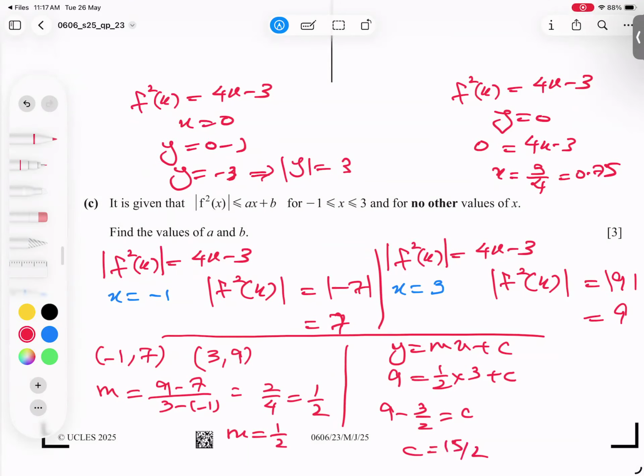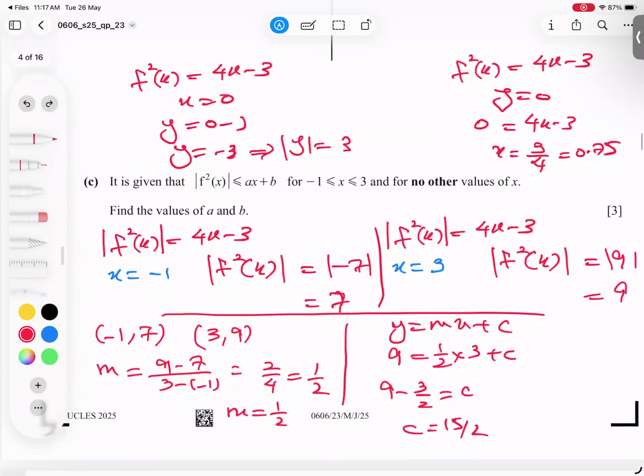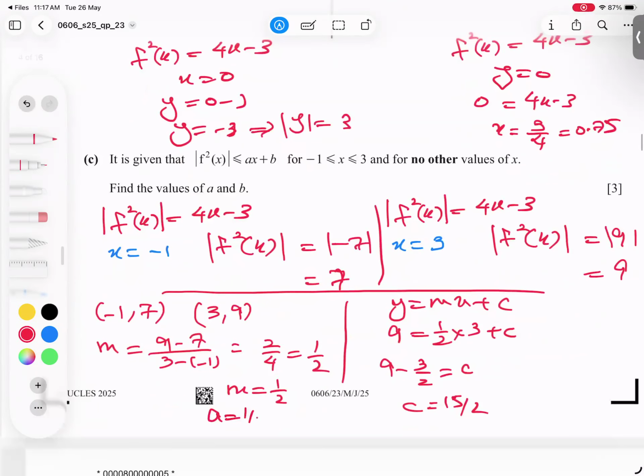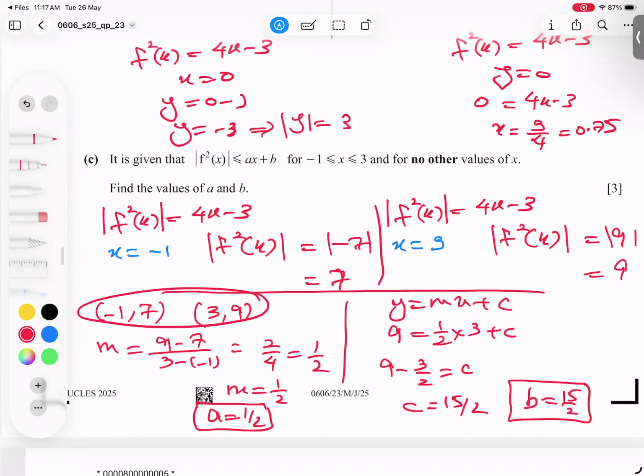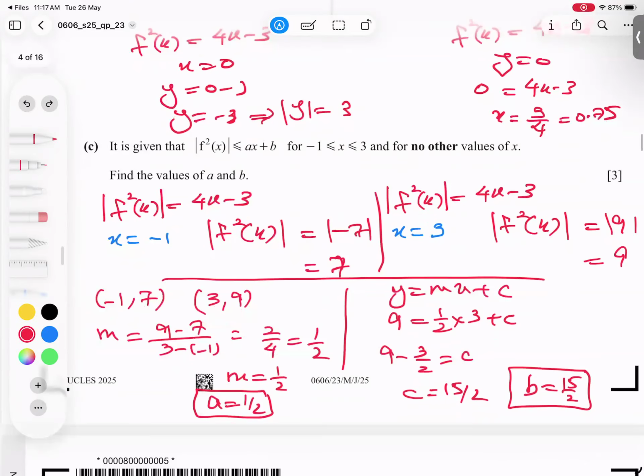And if you look carefully, this is the gradient. Beside x, the coefficient is called the gradient. So the A value is becoming 1 over 2. And this is the y-intercept, so the B value is 15 over 2. So I think the point is very clear. First of all, I plug in -1 in this equation to get a y value, and also 3. And when you get two coordinates, I found the equation of the line, that's it.